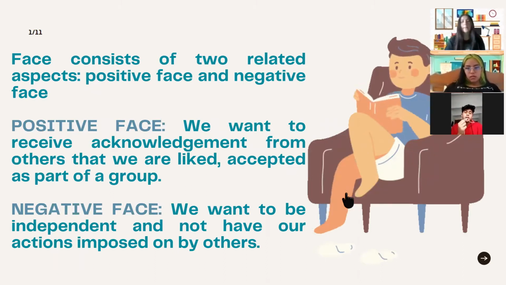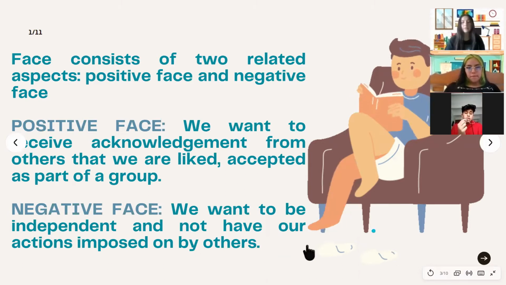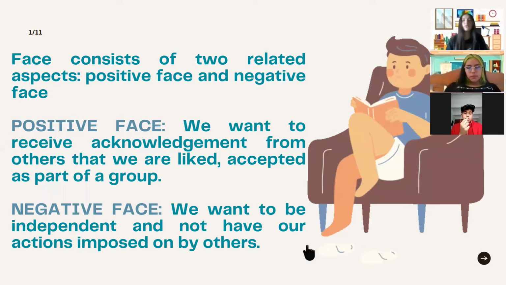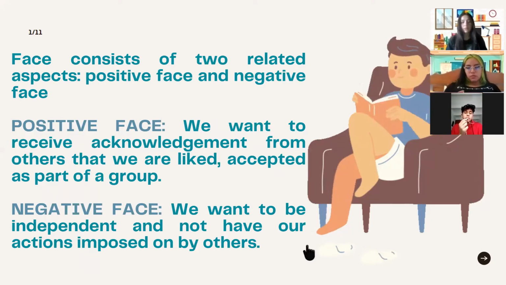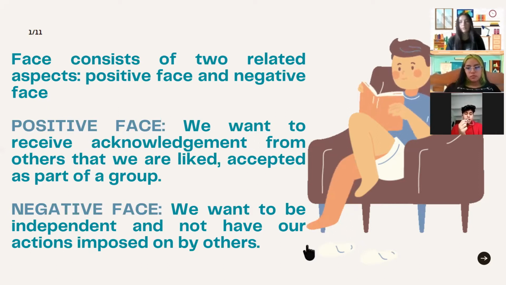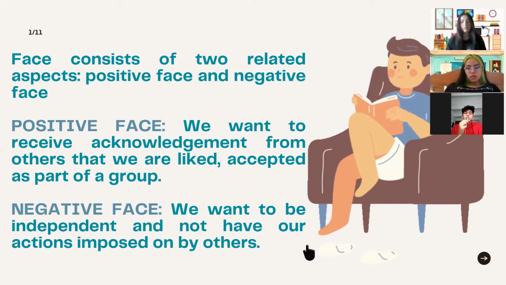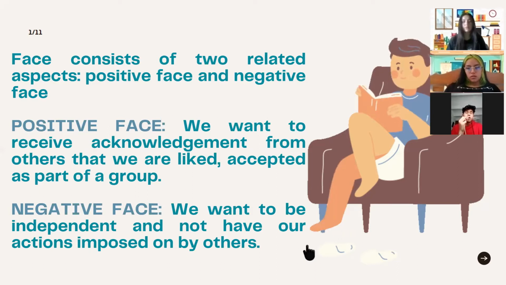Okay, so positive face is when we want to receive acknowledgement from others that we are liked, accepted as part of a group. And negative face is when we want to be independent and not have our actions imposed on by others. So an example of positive face is like, okay, girls, I really like you. I really like to work with you, and you are the best group I have here in the university.